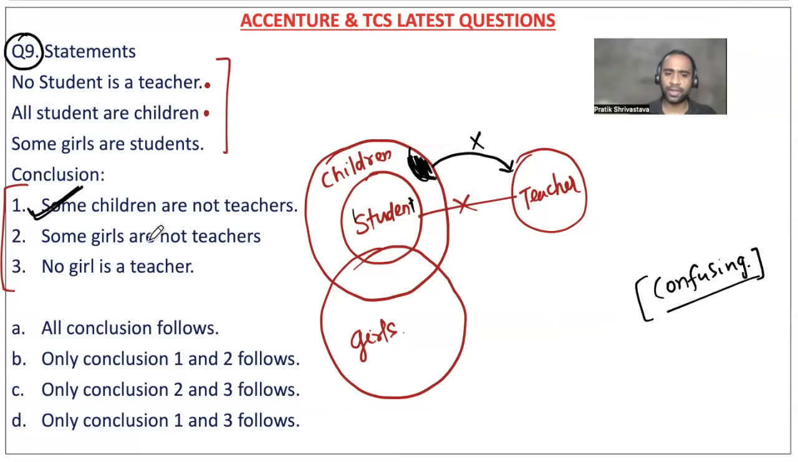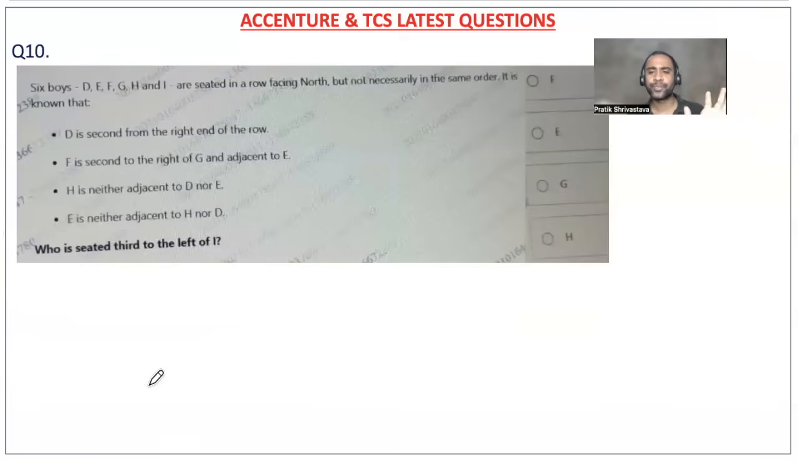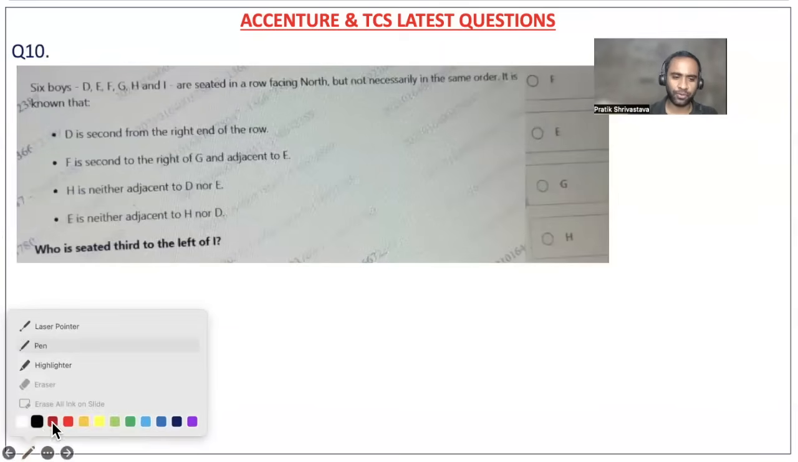Some girls are not teachers. Some girls are again students, and the part which is a student is not a teacher. This is also true. No girl is a teacher, that we can't say, because we can draw a diagram like this for these girls. In that case, we can say some girls are teachers. So here only conclusions 1 and 2 follow. Understand properly, and only then try to solve it.